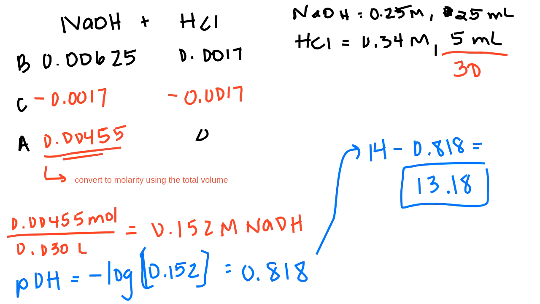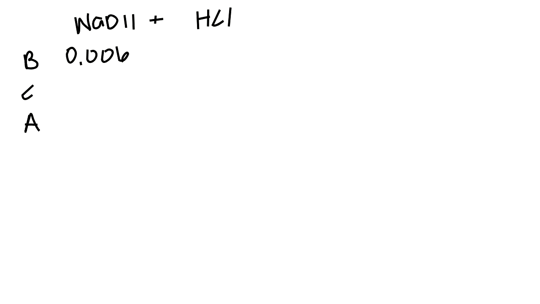So let's erase this. We have our NaOH plus our HCl, BCA. We said that the sodium hydroxide is 0.00625, and we need to find out what the HCl is. So it's still a 0.34 molar solution, but this time we're adding 25 milliliters. So that's going to be 0.0085.